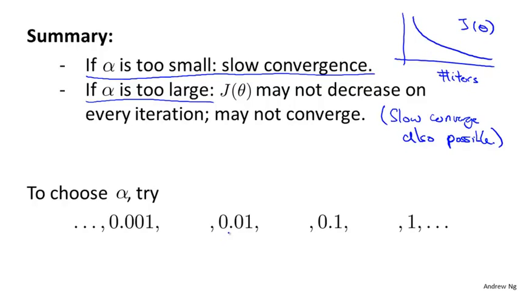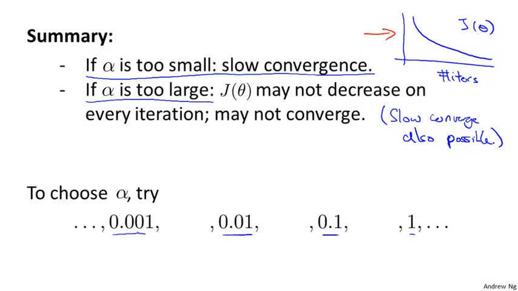Concretely, what I actually do when I run gradient descent is I try a range of values. So just try running gradient descent with a range of values for alpha, like 0.001, 0.01. So these are a factor of 10 differences. And for these different values of alpha, just plot J of theta as a function of the number of iterations, and then pick the value of alpha that seems to be causing J of theta to decrease rapidly.